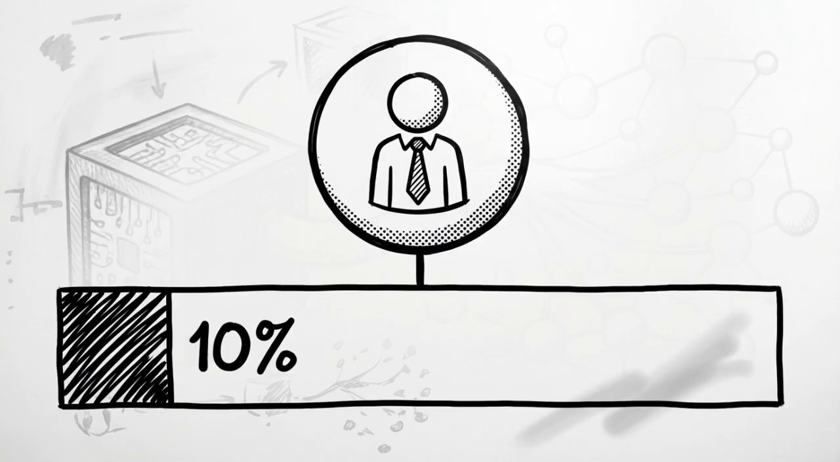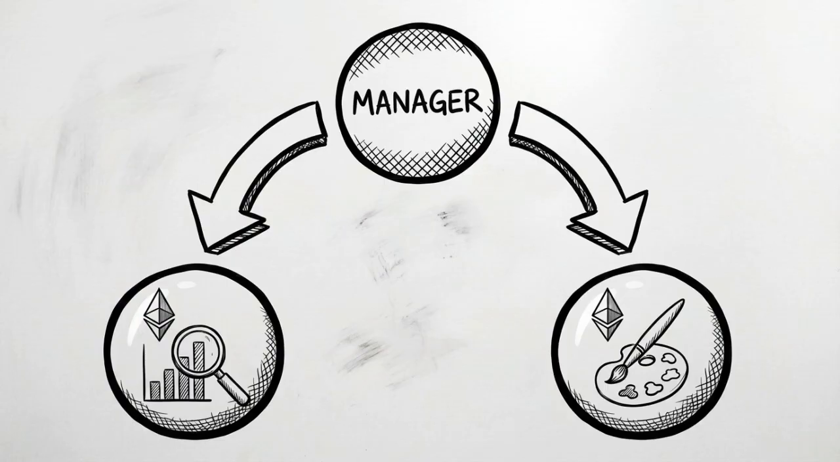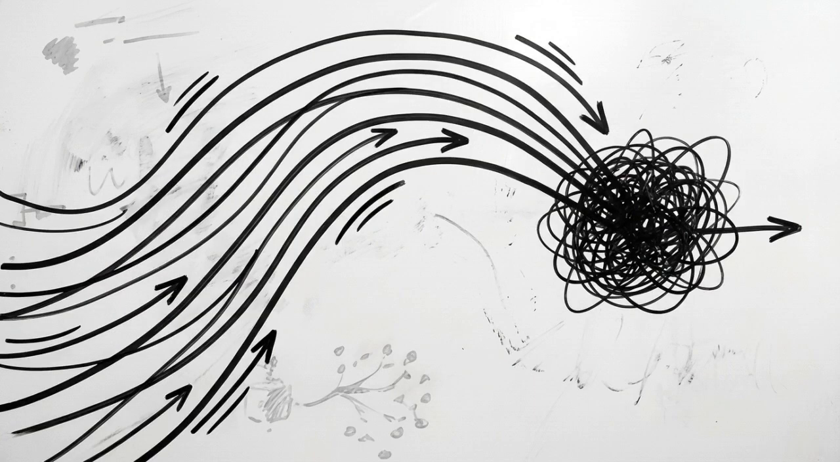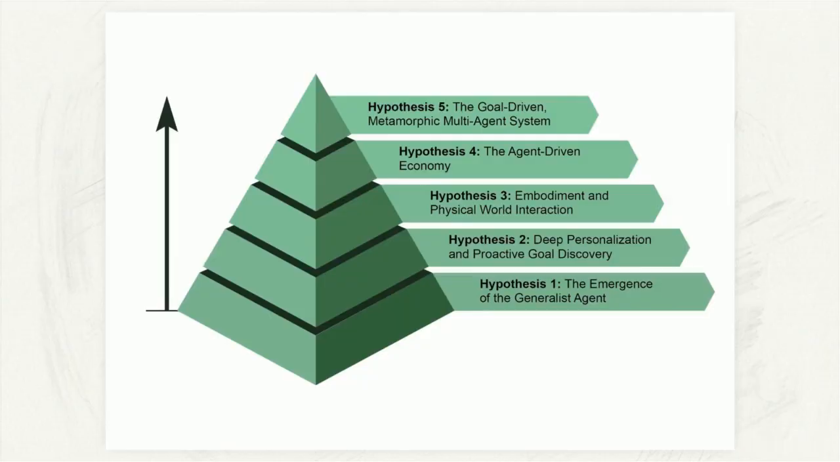A central project manager agent can coordinate a product launch by simultaneously deploying a research agent to gather market data and a design agent to draft promotional concepts. Executing independent tasks concurrently reduces overall execution time and prevents cognitive bottlenecks at any single point in the architecture. This chart maps the trajectory of Agentic architecture. The topmost tier, Hypothesis 5, represents the emergence of the goal-driven, metamorphic multi-agent system.